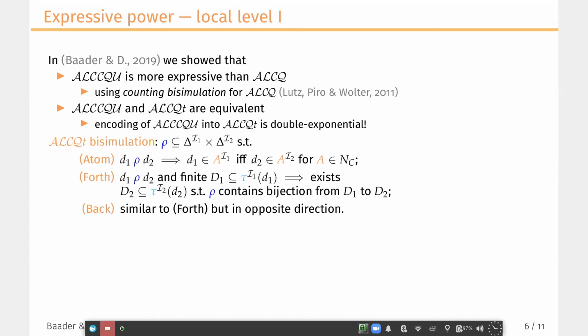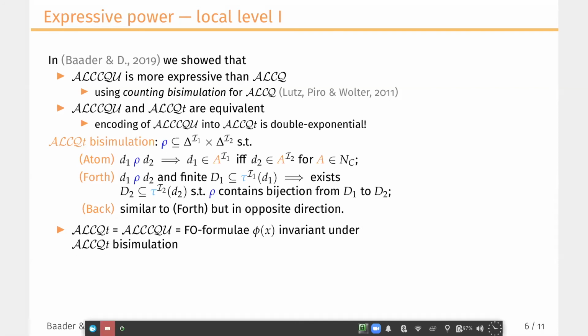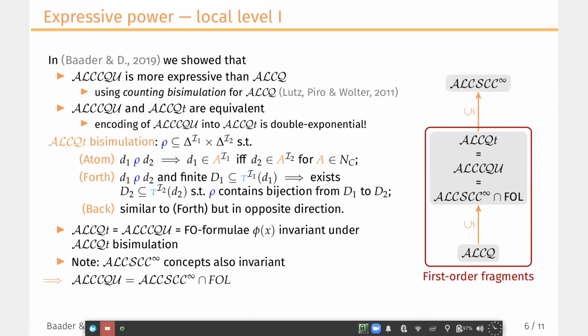And now we define a notion of bisimulation for ALCQT, or at this point for ALCCQU, since they are equivalent, that generalizes the counting bisimulation by replacing role names with safe role types. What we show is that ALCQT and ALCCQU as well is characterized by this bisimulation. It is indeed the fragment of first order formulae in one free variable that is invariant under such bisimulation. But we also notice that all ALC-SEC infinity is invariant.